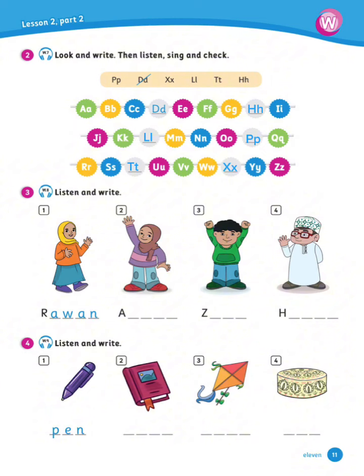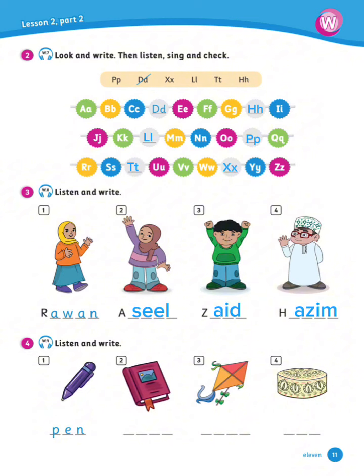That's right. Now, let's check our answers. Number 1, Rawan. Number 2, Asil. Number 3, Zaid. Number 4, Hazem. Exercise number 4. Listen and write. Listen carefully and write down the name of each object.